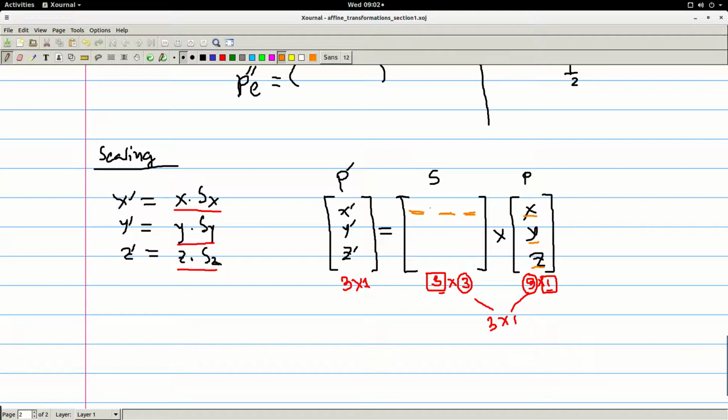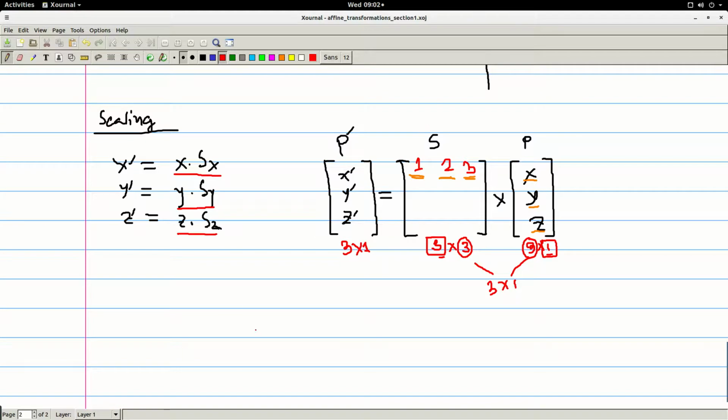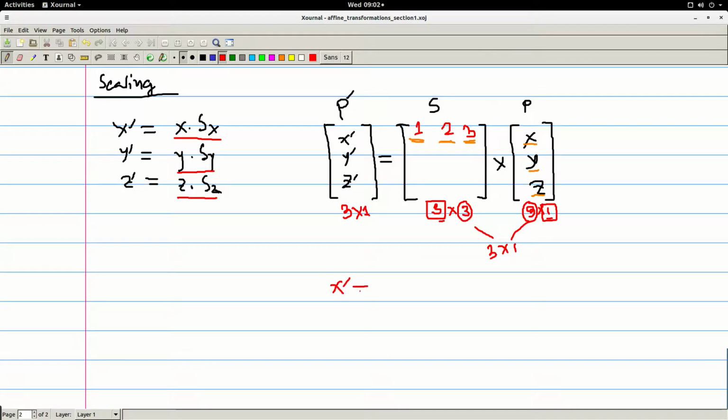Okay, so help me out, what are the three numbers you want over here so that you get x prime equal to x into sx? Okay, let me start the process, all right? Let us say that we have the numbers 1, 2, and 3. Let us carry out the multiplication and see what we have over here. If you have 1, 2, and 3, what you get over here is x prime equal to 1x plus 2y plus 3z.